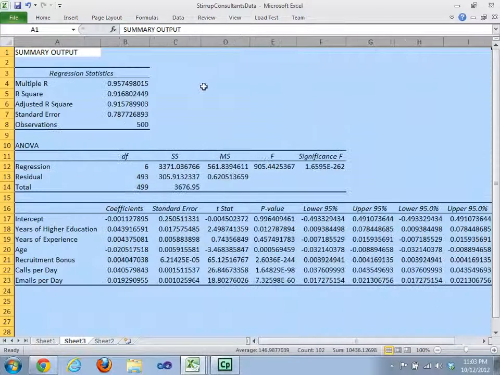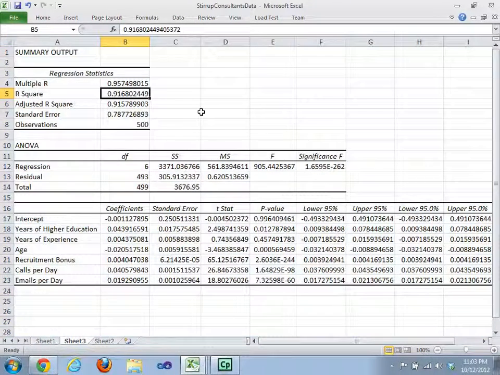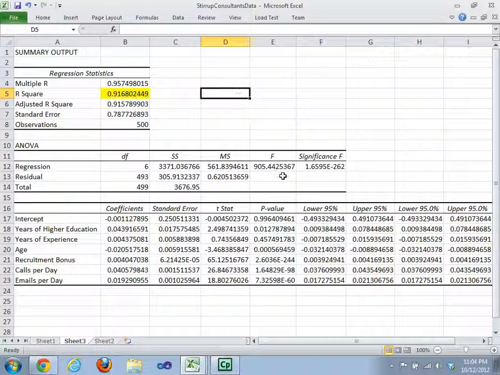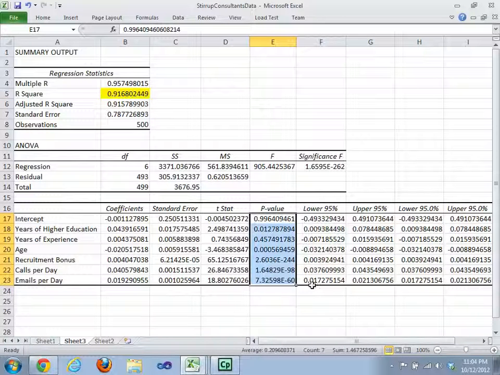Now, of course, the first thing we do, as we always do, is we check the R squared. R squared is 91%, which is pretty darn good. We look at our p-values, and some of our p-values are good, some of them are very good. Years of experience is a bit high. It looks like it might not really be a contender. But intercept is very high. It's 0.99. So let's go ahead and get rid of the intercept and run the regression again.